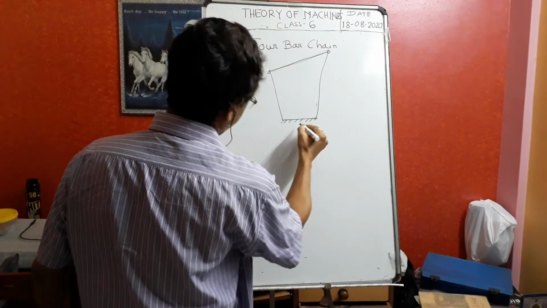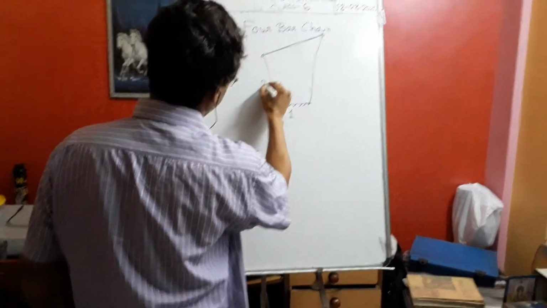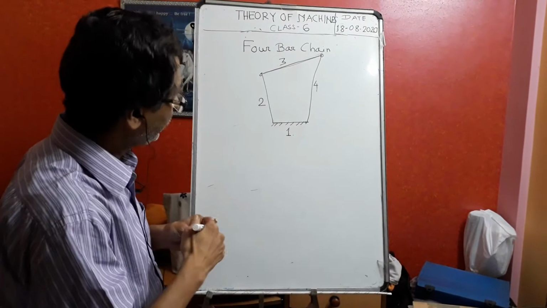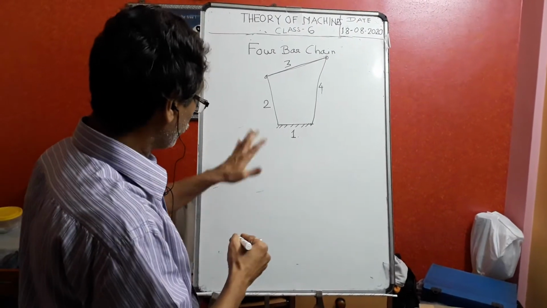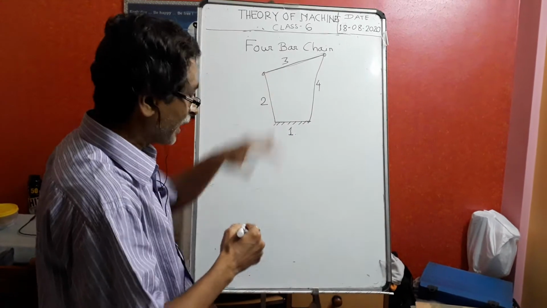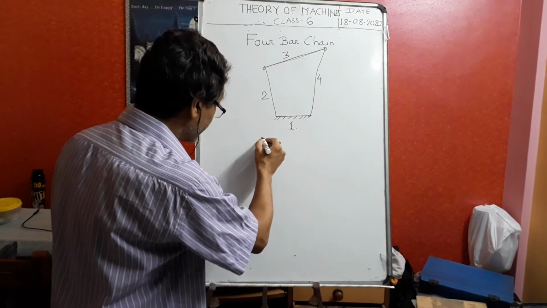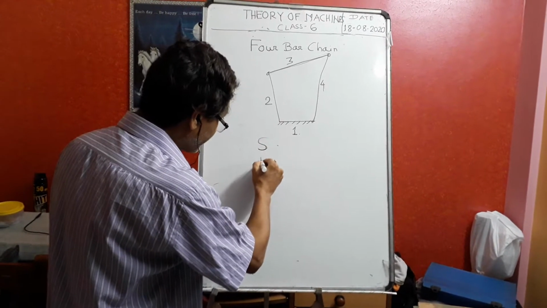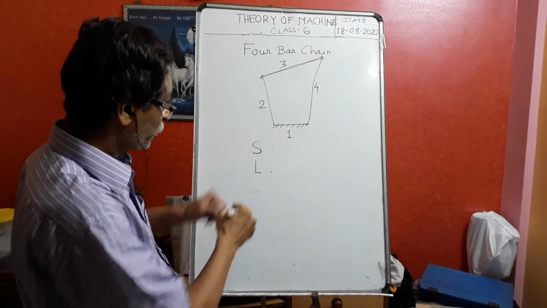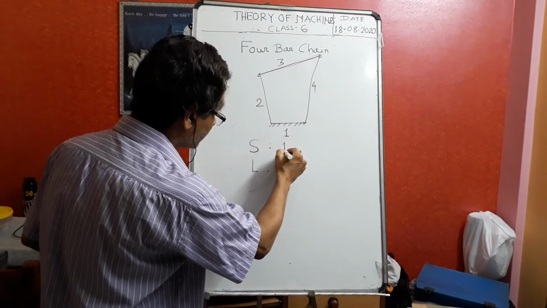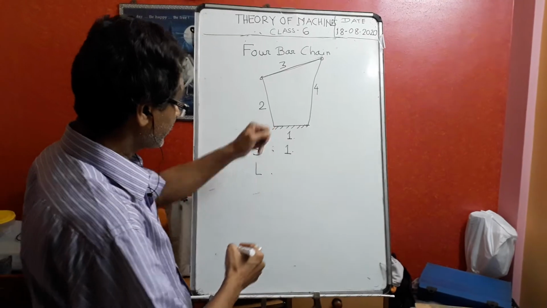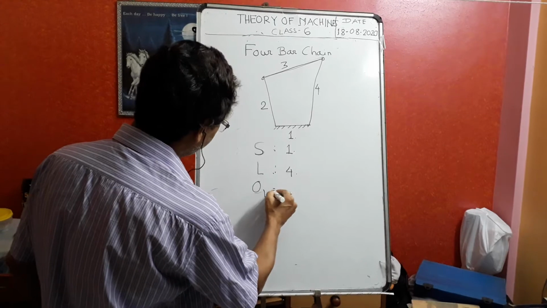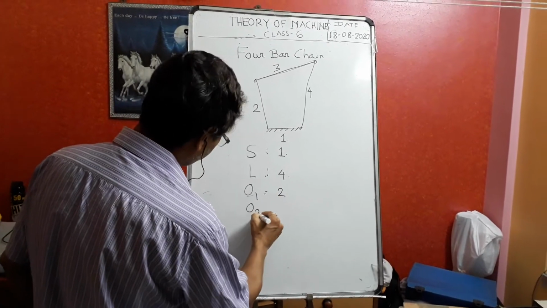So this is the four-bar links: link number 1, link number 2, link number 3 and link number 4. In the four-bar, all the dimensions of the links are not the same. There is the smallest link and there is the largest link. Which link is the smallest? Link 1 is the smallest. Which link is the largest? Link 4 is the largest. What are the other two? O1 link 2 and O2 link 3.